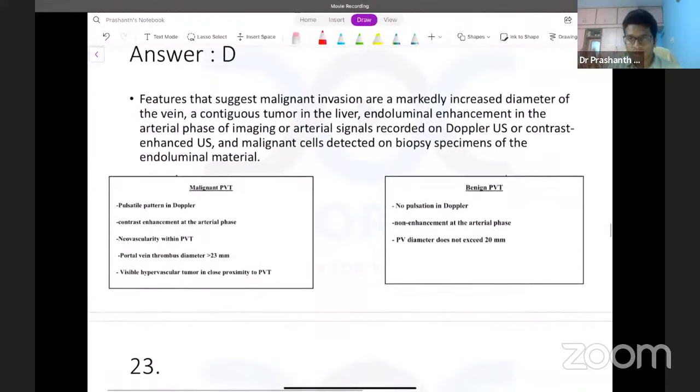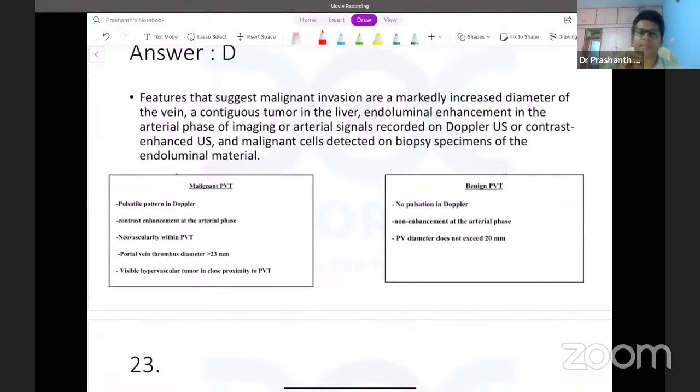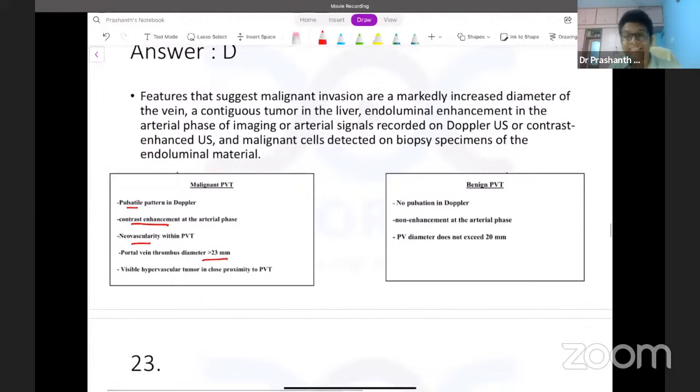Again, you guys can go through the theory. The points towards a malignant PVT are a pulsatile pattern on Doppler, contrast enhancement on the arterial phase, neovascularity within the portal vein thrombosis, diameter more than 23 mm, and a visible hypervascular mass near the portal vein thrombosis. These are the indications of a portal vein thrombosis being malignant. So these are the key words that you should know.